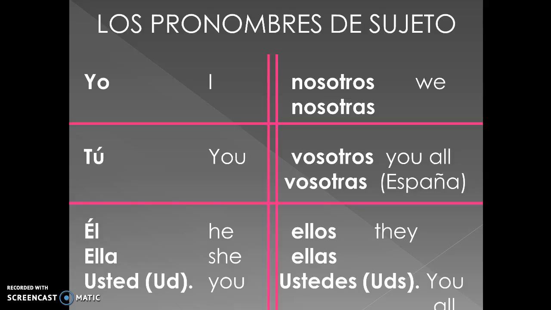Ellos and ellas mean they. Ellos is they for all boys or a mixed group of boys and girls. Ustedes, abbreviated UDS, which is how you'll usually see it written, is you all, and it's the way that we will typically say you all in class.